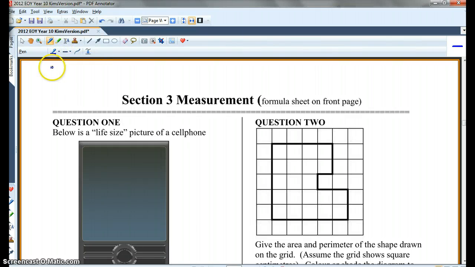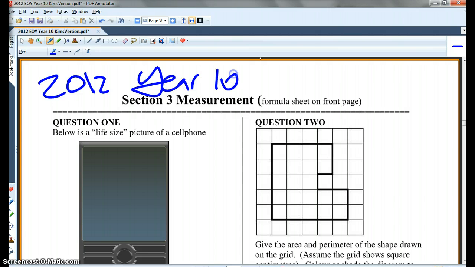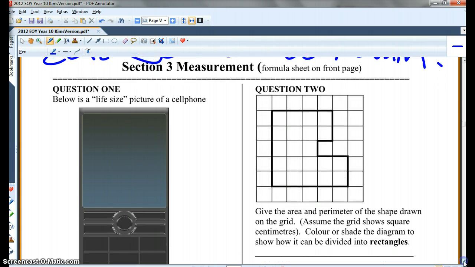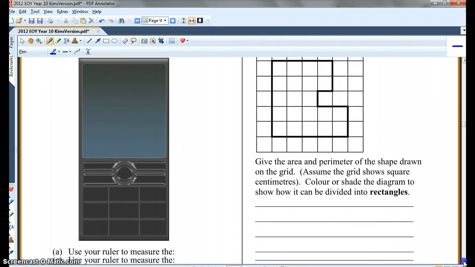Okay, so this is year 2012 and it's year 10 and it's end of year exam. So this is getting ready for 2013. We're looking at the measurement section. Below is a life-size picture of a cell phone.